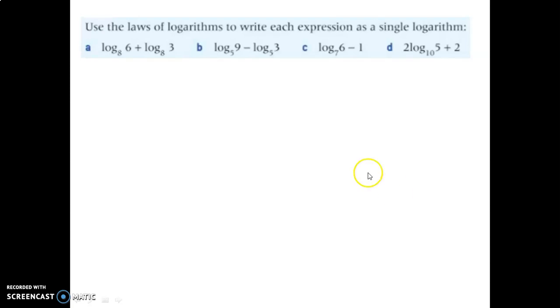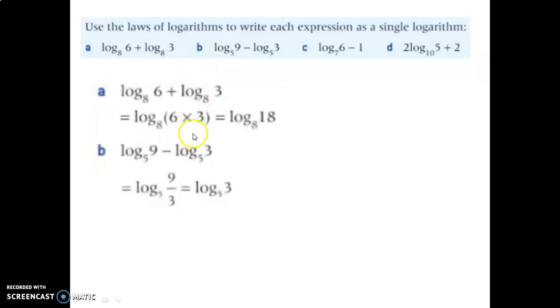Okay, so let's use these rules. In this one, try a and b first. Can you write these as a single logarithm? Check your work there. This one was addition, so it turned into a product, which can combine to that. And this one was subtraction, which turned into a quotient, and there it is. Now try c and d.